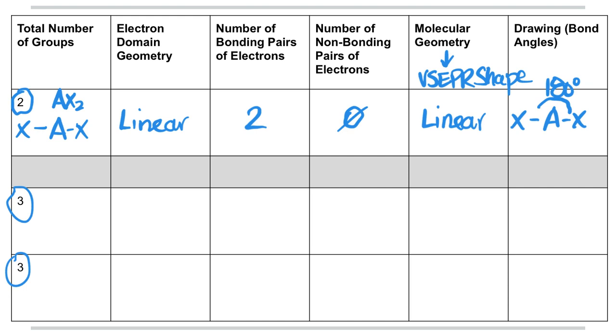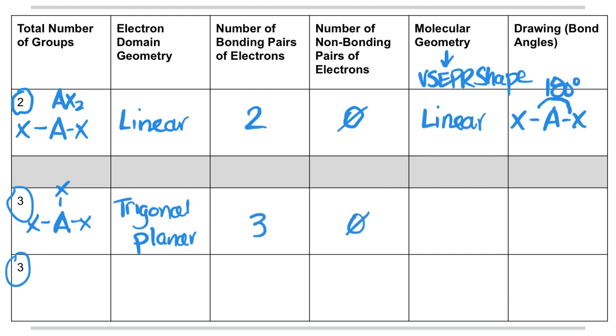So the first one we're going to take a look at is if we have a central atom and we've got three things attached to it. An example might be BF3. The electron domain geometry here is called trigonal planar, and we'll see why in just a moment. It has three bonding pairs and zero non-bonding pairs. Its VSEPR shape is also called trigonal planar.